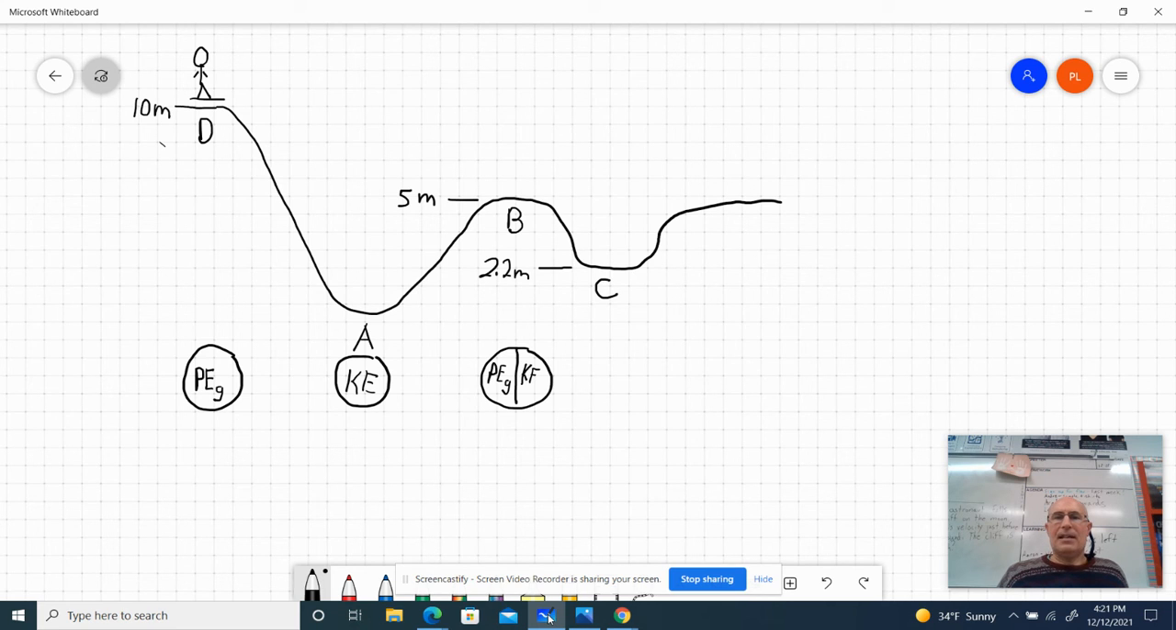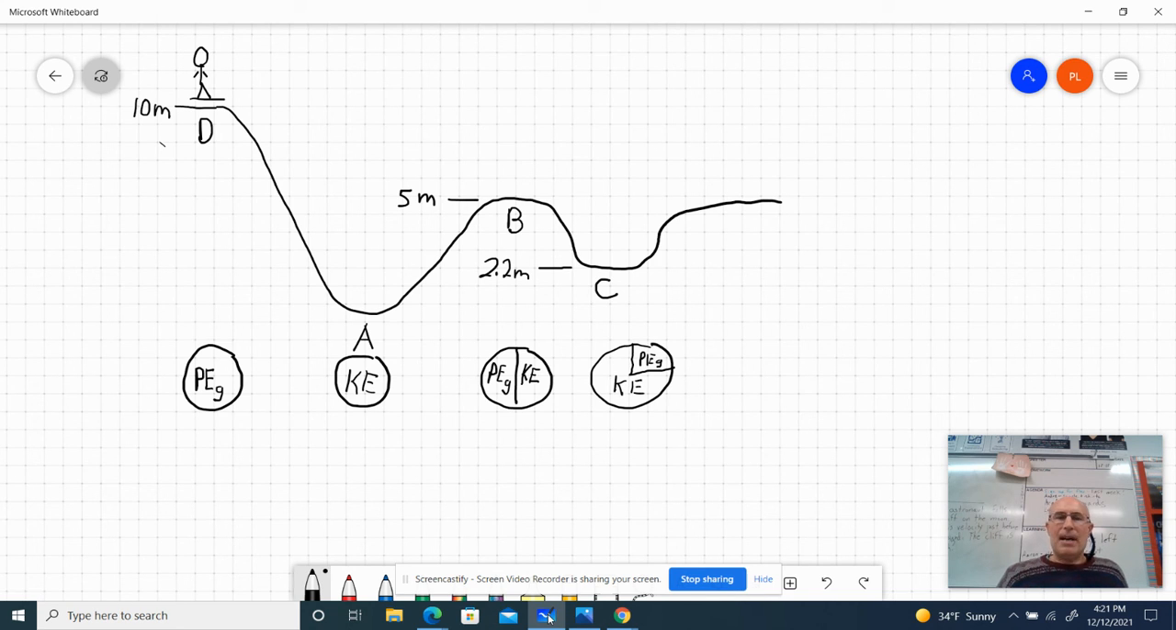And then finally, how about at point C? How much energy will he have there? Well, he's got only 2.2 meters of height there. So that's not going to be a lot of gravitational potential energy. I'm going to just make an estimate that a little bit less than a quarter of his pie is going to be gravitational potential energy, and the rest will be kinetic energy. He's going to be going pretty fast still at point C.